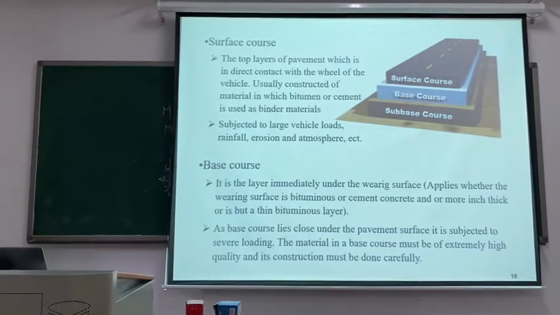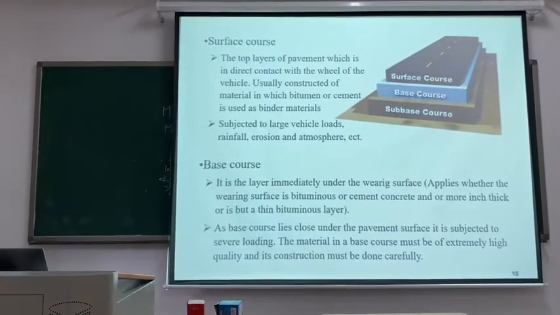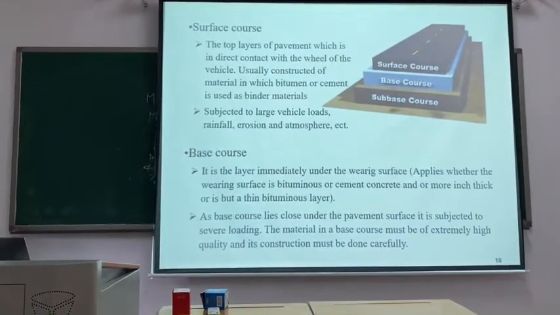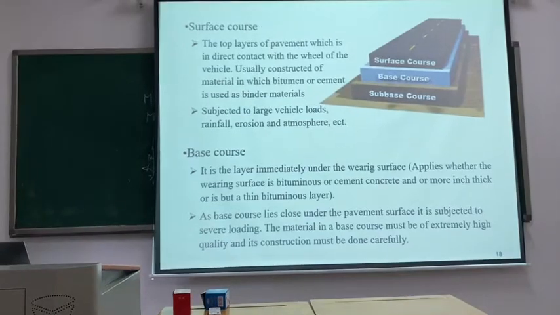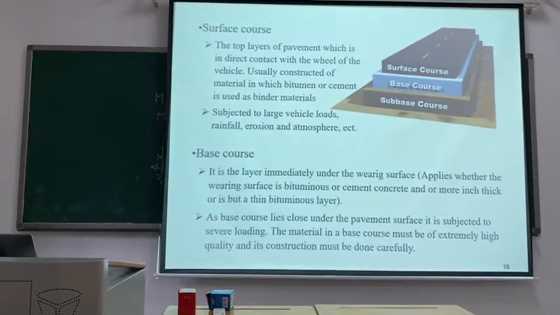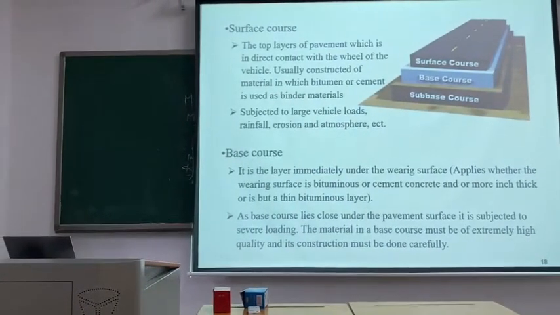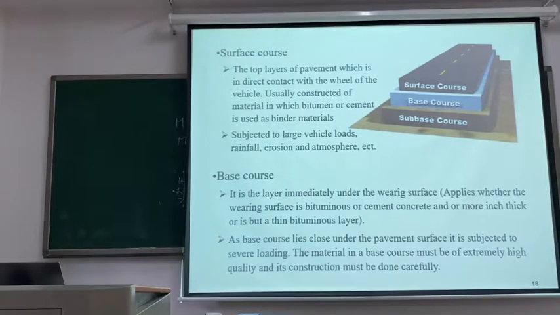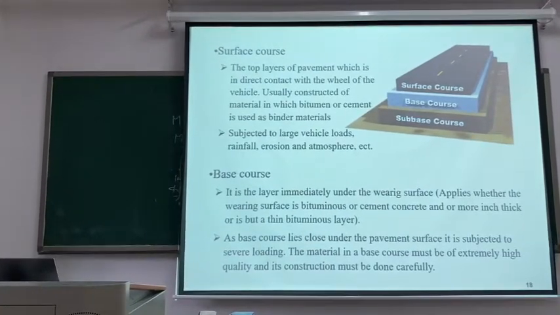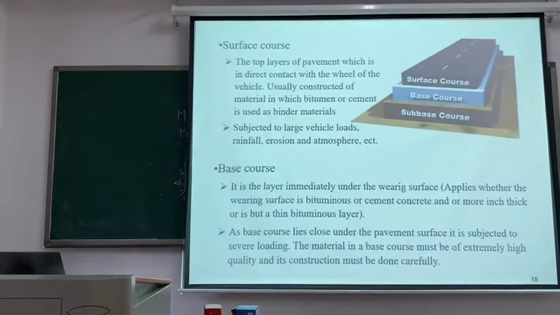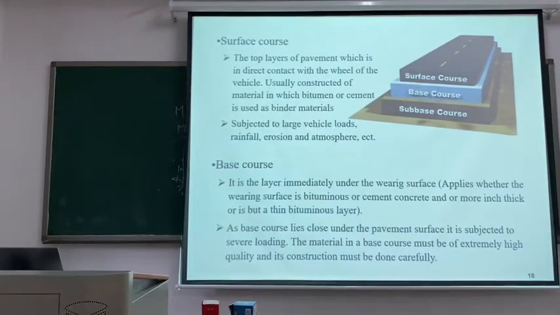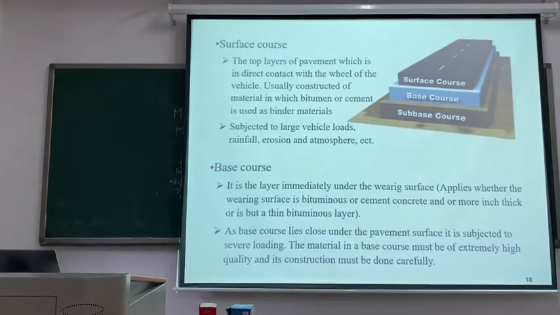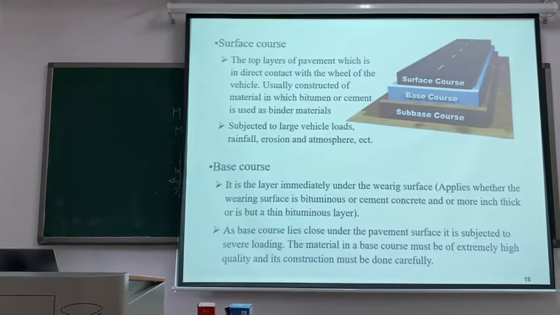The top layer of pavement, which is in direct contact with the wheels of the vehicle, is usually constructed of material in which bitumen or cement is used as binder material. And it is subject to large vehicle loads, rainfall, erosion, temperature, and the atmosphere, etc. Erosion is caused by rainfall.